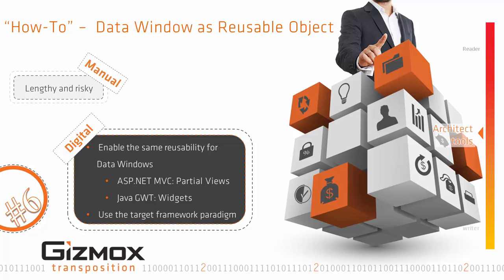So if a data window has been reused in the PowerBuilder legacy application, there's no problem at all to use the partial view that we created from the data window on more than one target view in the migrated application. But we do all this without creating a data window replacement control. Rather, we use the standard ASP.NET MVC features of creating a partial view.